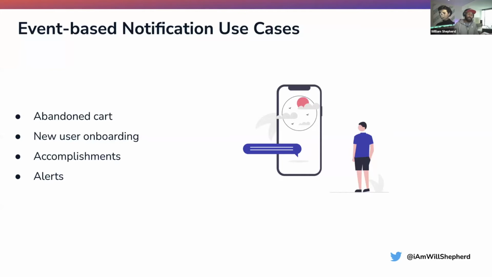We also have accomplishments, and this is if a user hits some type of milestone. And the final one is an alert, which is what I'm going to be demonstrating. And this is just some event has occurred and you want to notify the user that that event has occurred.